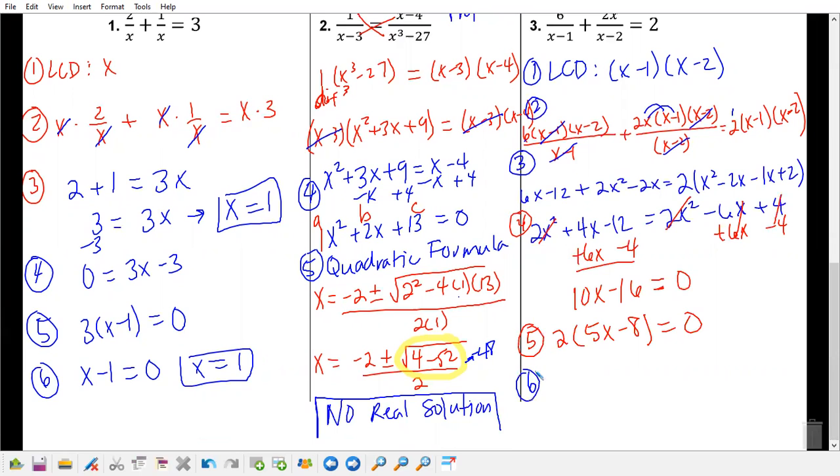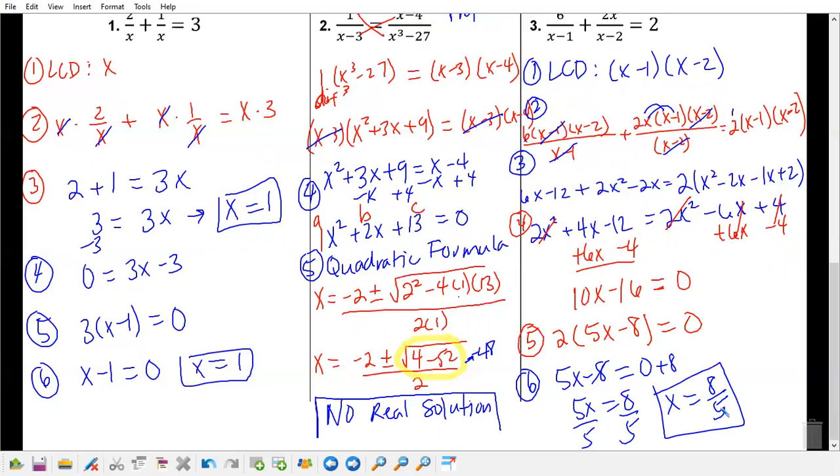Step 6 is to take my factor, set it equal to 0. 5x minus 8 equals 0. So 5x equals 8. Divide by 5. So x equals 8/5. And then 7 would be to check.